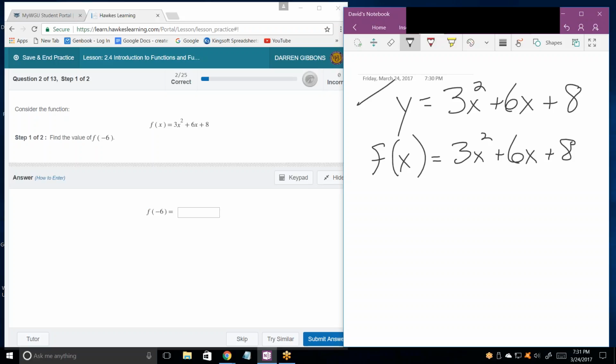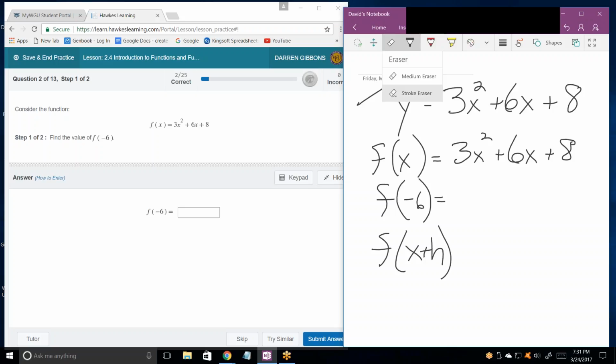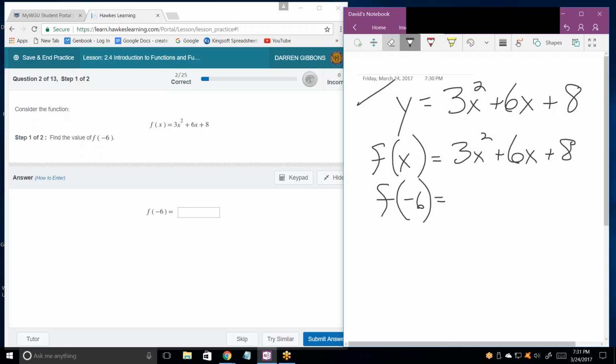But another big thing that it allows you to do is to evaluate the function at any number you want. Well, they want us to evaluate it at -6. And what we're going to do is plug in -6 wherever we see x. That's what you do, and whatever is in the parentheses, we're going to plug in whenever we see x. And it can be a complicated expression. It could be something like, what is f of x plus h? Well, then I'm going to plug x plus h in wherever I see x. But in this case, it's straightforward enough.